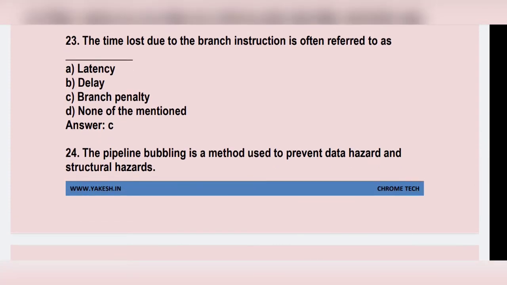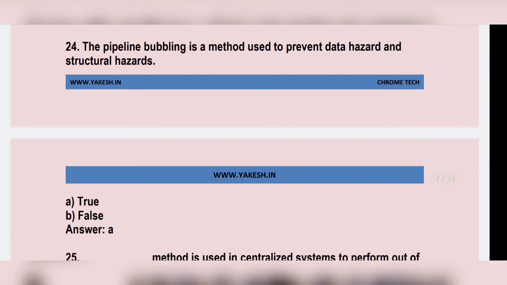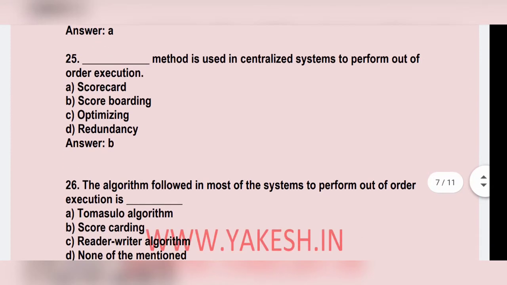Next question. The time lost due to branch instruction is often referred to as option C, branch. The pipeline bubbling is a method used to prevent data hazards and structural hazards. Option A, true. Dash method is used in centralized system to perform out of order execution. Option B, scoreboarding.